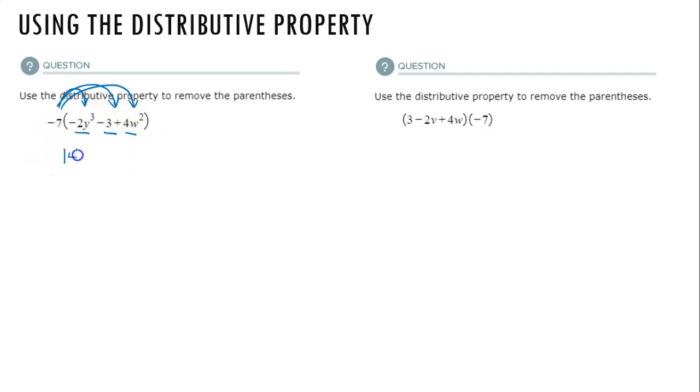Negative 7 times negative 2 is positive 14, and I just bring down the variable. Negative 7 times negative 3 is positive 21, so I bring that down as plus 21. And negative 7 times 4 is negative 28w squared, which would be easier to do more work with since I don't have the parentheses. For one like this, when it's backwards, you are more than welcome to move that negative 7 to the front if that bothers you.